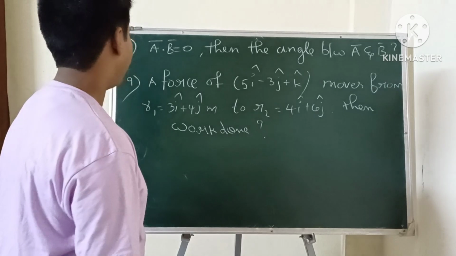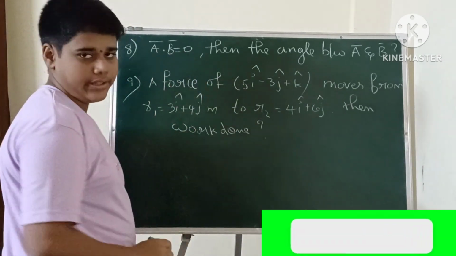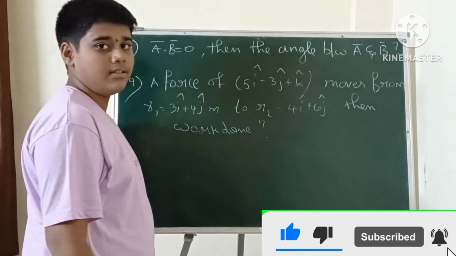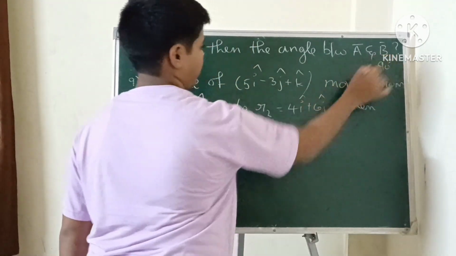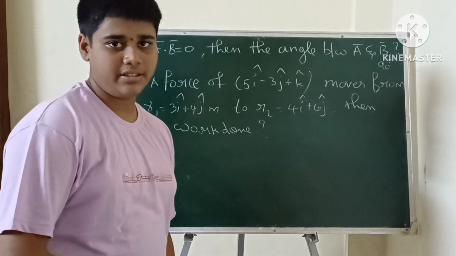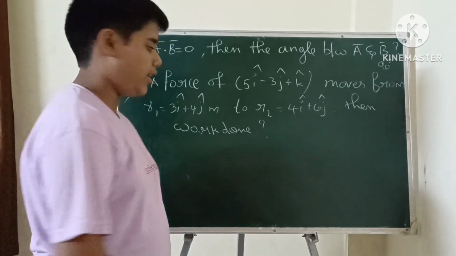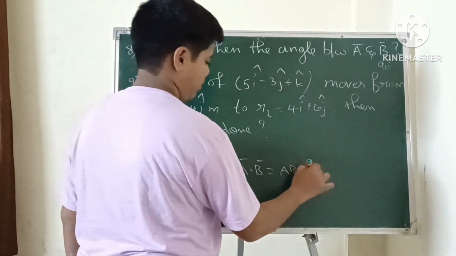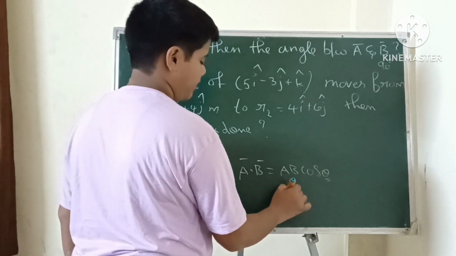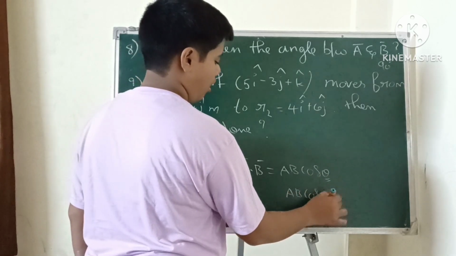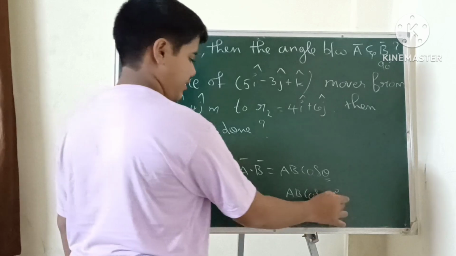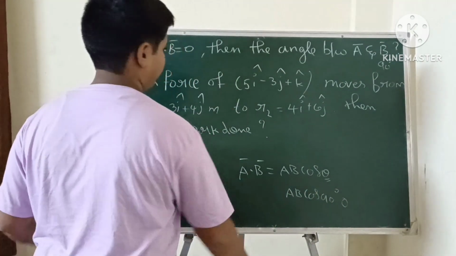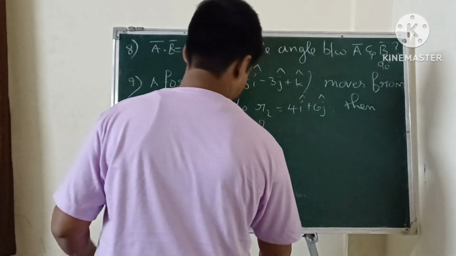And the eighth sum: a bar dot b bar equals 0. If the dot product is 0, then the angle between a bar and b bar is 90 degrees. When a bar and b bar are perpendicular to each other, the dot product is 0, because a bar dot b bar equals ab cos theta. Here theta is 90, and cos 90 is 0, so the total value becomes 0. So the dot product of two perpendicular vectors is 0.